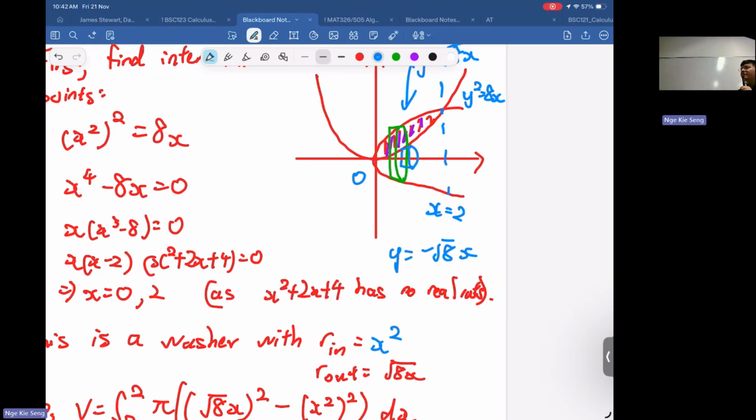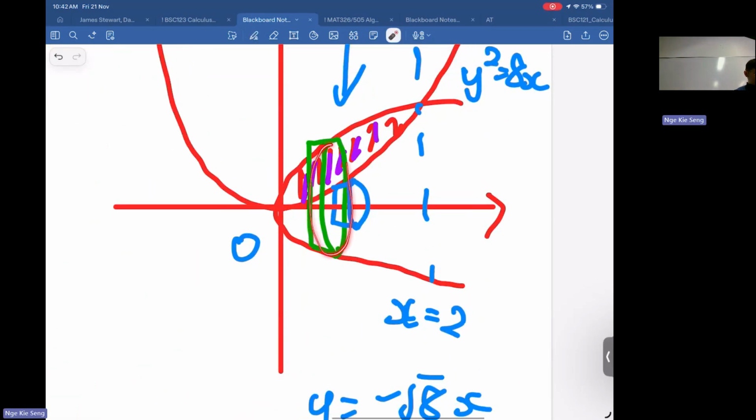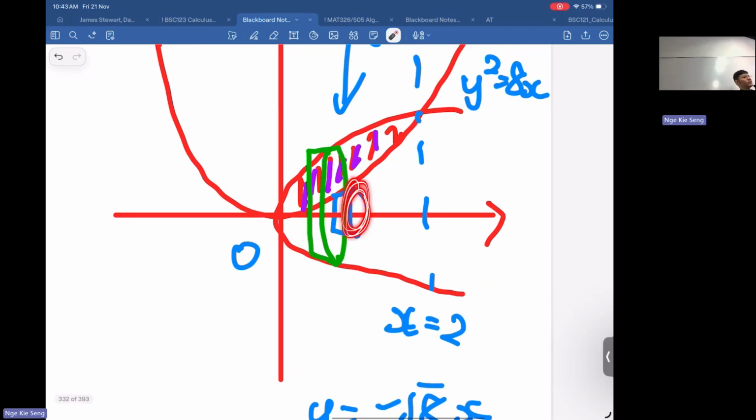Okay, can you see or not? So you take the larger disk outside, and then you remove the smaller disk inside, and then you get a washer. Like drilling, 打洞, drilling. So you are drilling in the R inside, and you remove the radius inside. Any questions so far?